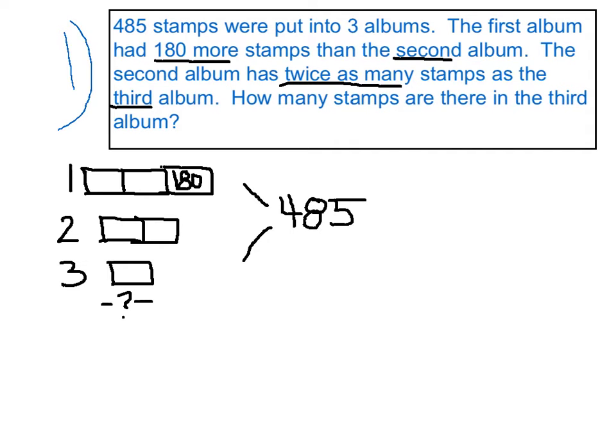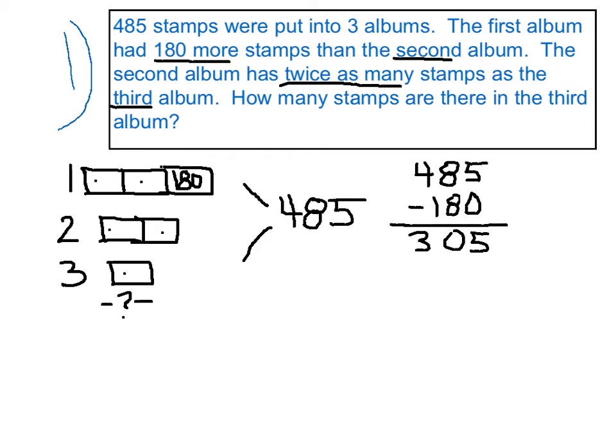All right, when I look at this problem, I notice that I have 1, 2, 3, 4, 5 equal parts if I could get rid of that 180. So I will do that. 485, take away that 180. That would be 5, 0 tens, and 300s. So now there's 305 in these 5 equal parts.